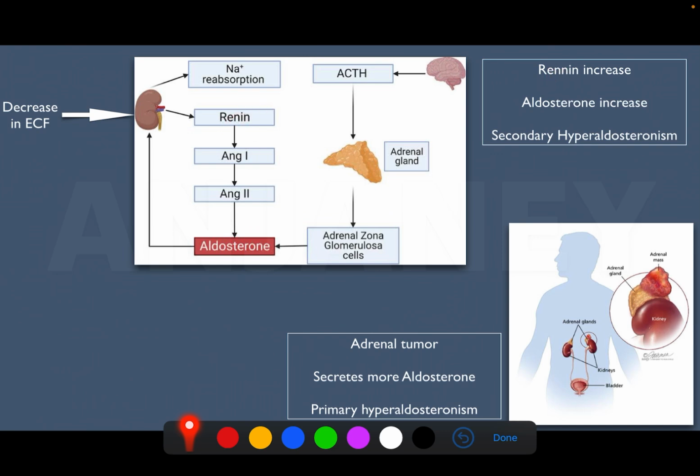So this is dependent on some organ, right? The adrenal gland cannot make aldosterone on its own, but whenever there is a renin increase, the aldosterone is made. So this is secondary hyperaldosteronism. The problem is somewhere else. The problem is of the kidney. It is releasing more renin, so it's secondary.